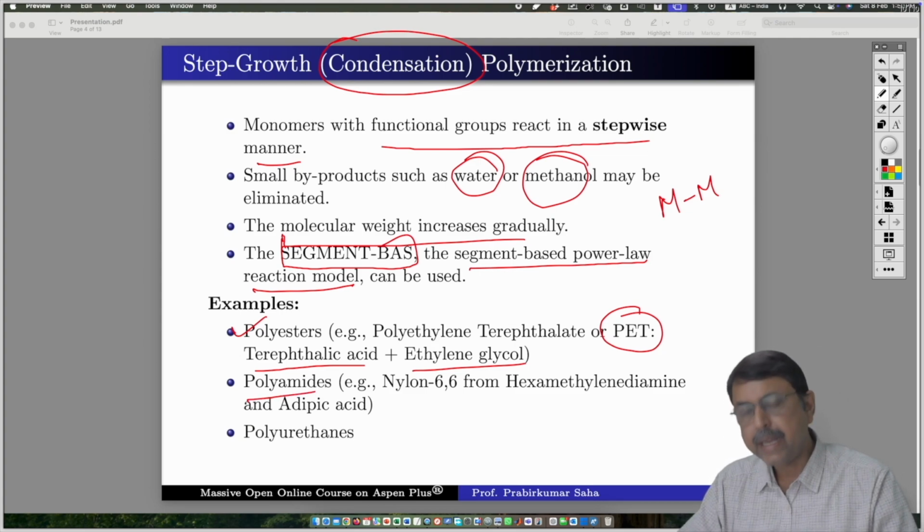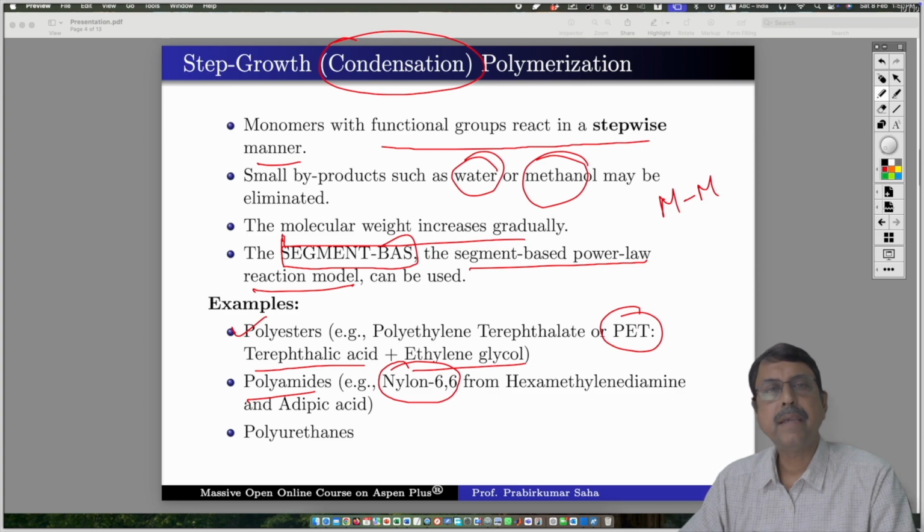Then polyamides. An example is nylon 6,6, and this is produced from hexamethylene diamine and adipic acid. So this is also an example of step growth polymerization. Then polyurethanes: production of polyurethane is also a step growth polymerization reaction.